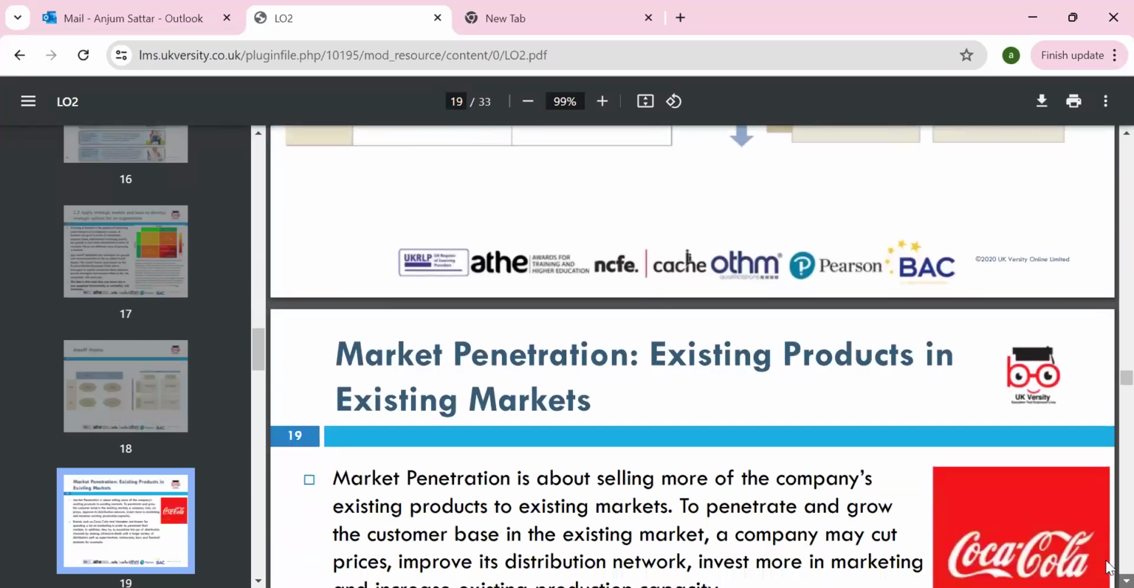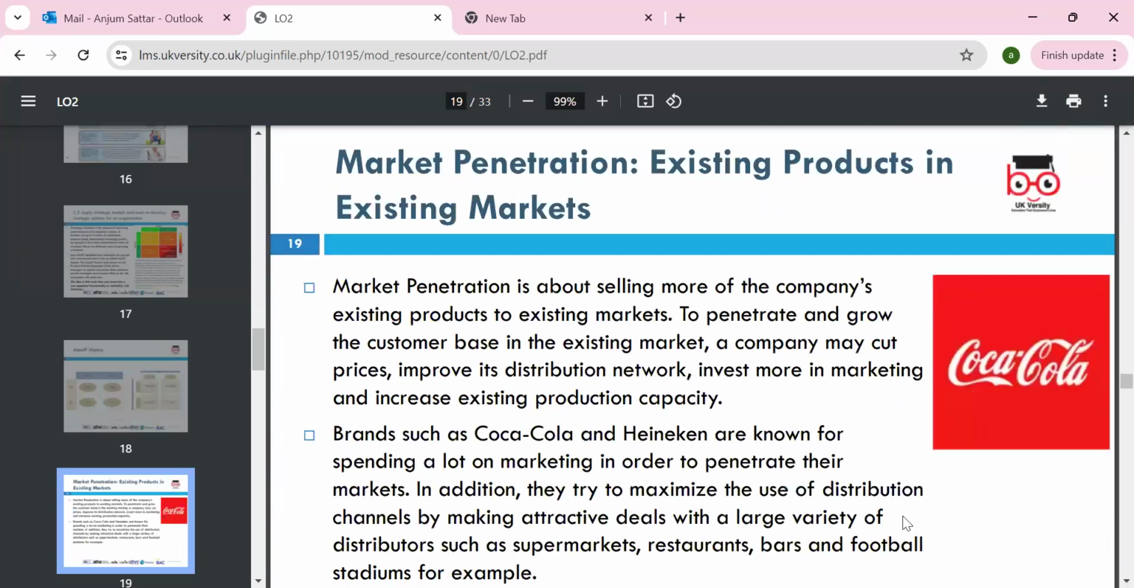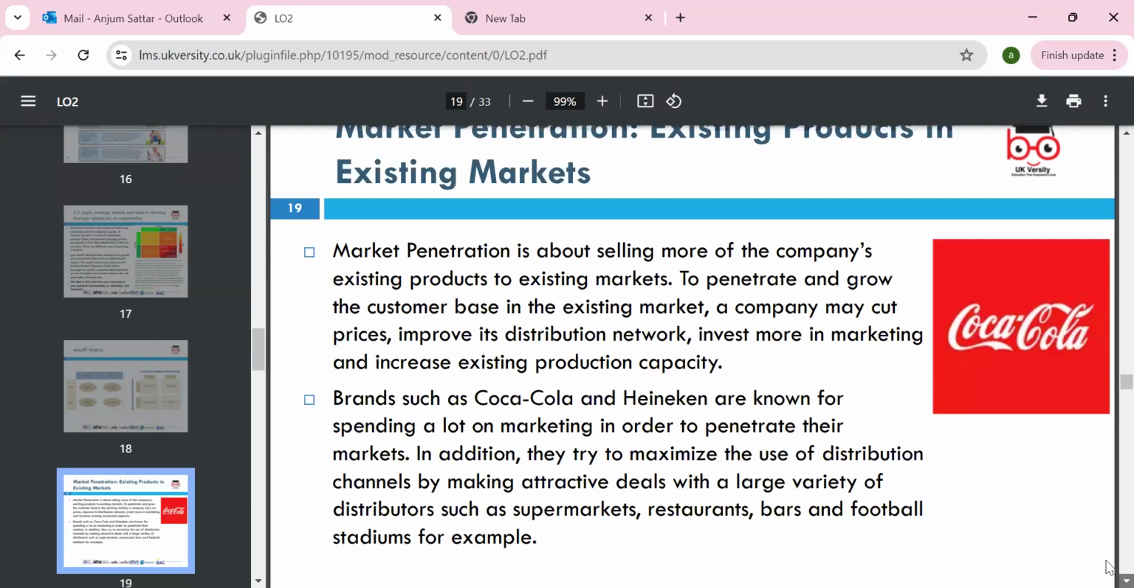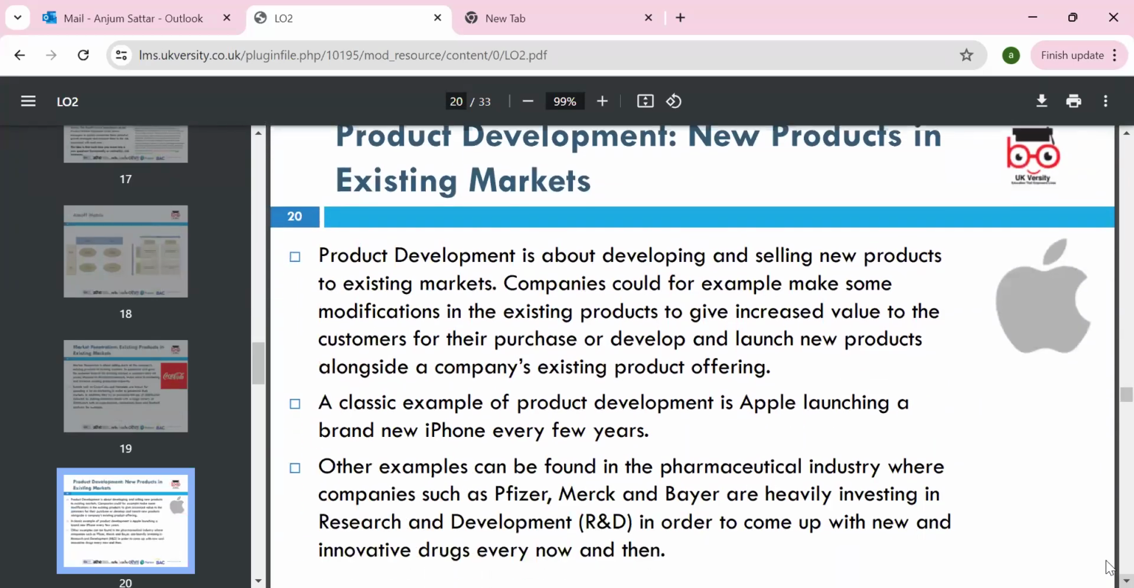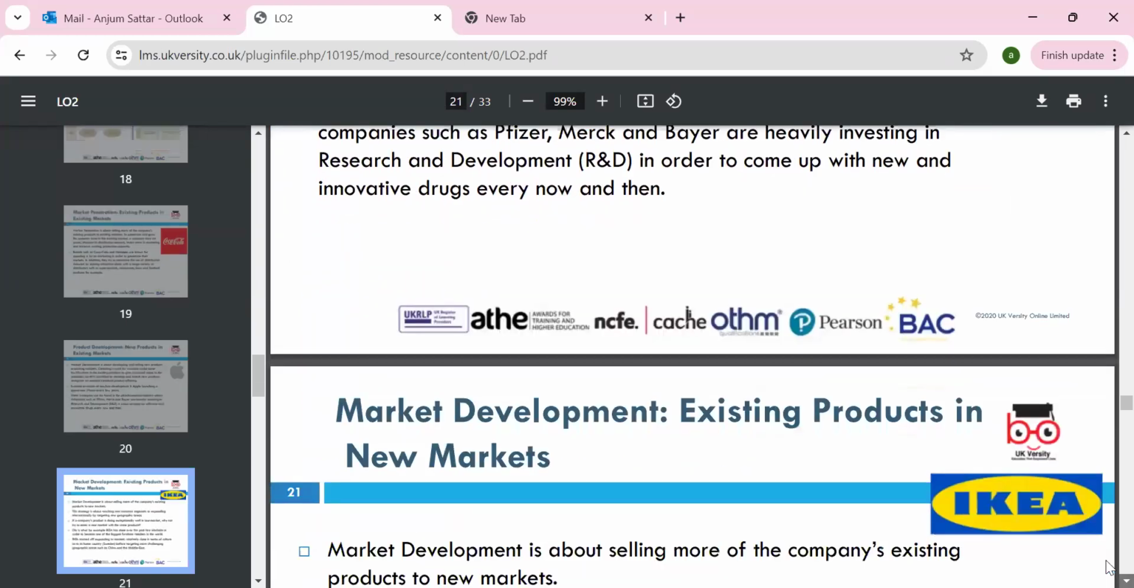Then we have market penetration: if you're selling an existing product in an existing market, like the example of Coke, spending on marketing in order to concentrate on a big market. You just carry on and focus on Coca-Cola. Product development, a new product in an existing market, we can think about Pfizer, Merck, and various other companies. They are adding more products, more medicine, different types of medicine. Or Apple launching the new iPhone, or adding a whole different product.